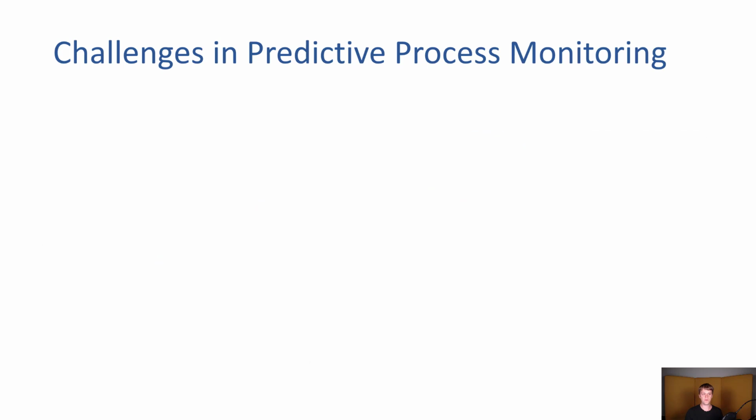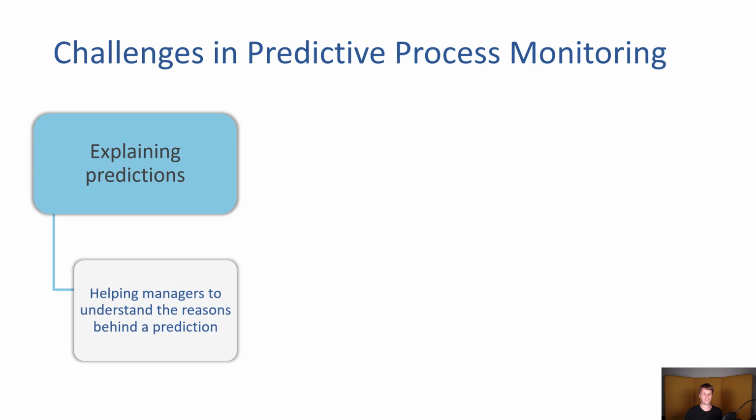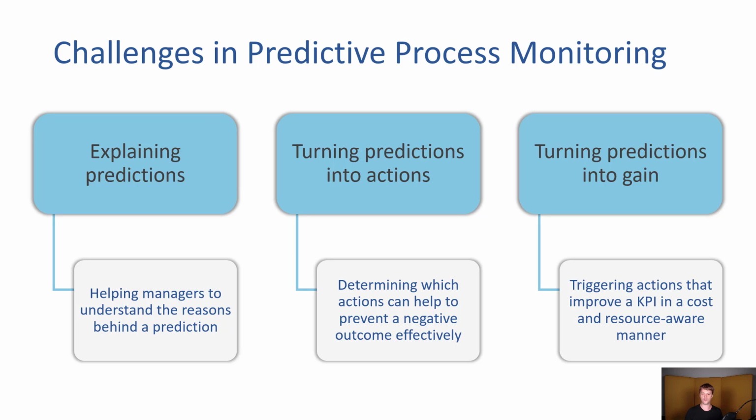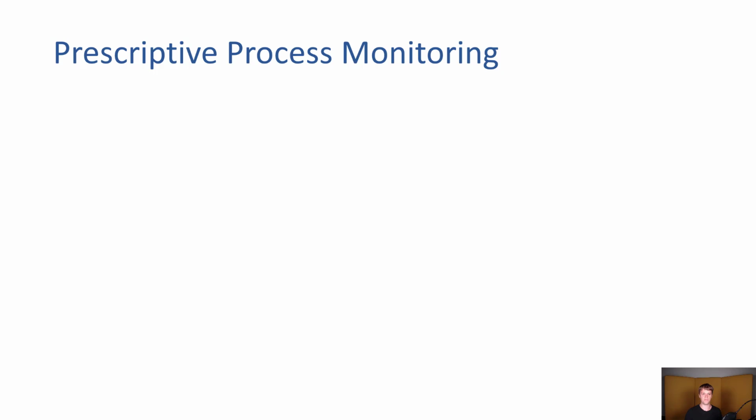Now, there are multiple challenges in doing predictive process monitoring. For example, we need a way to actually explain the predictions properly. This is necessary to help managers to understand the reasons behind a prediction. Also, we need to turn predictions into actions. That is, we have to determine which actions can help to prevent a negative outcome effectively. And we need to turn predictions through actions into gains. That is, triggering actions that will improve a KPI in a cost and resource-aware manner. The last of these two challenges leads us into the realm of prescriptive process monitoring.